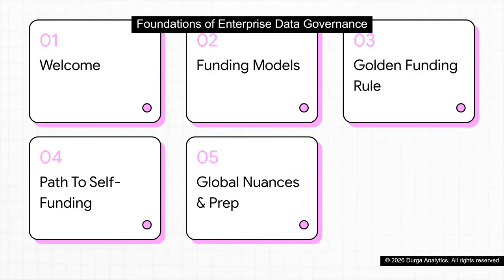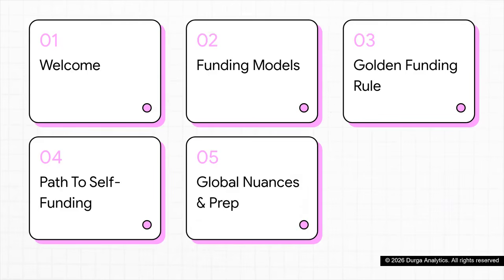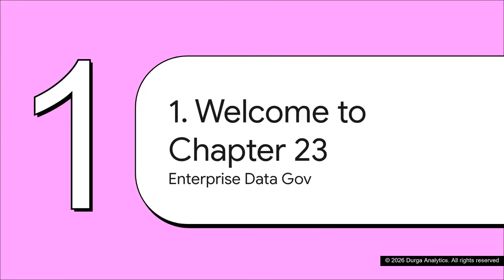Real quick, here's our agenda. We'll start with a brief welcome, then dive into the 4 governance funding models. After that, I'm going to share the golden funding rule, map out the path to self-funding, and finally wrap up with some global nuances and rapid-fire interview prep. Section 1. Welcome to Chapter 23. Let's do a quick recap.